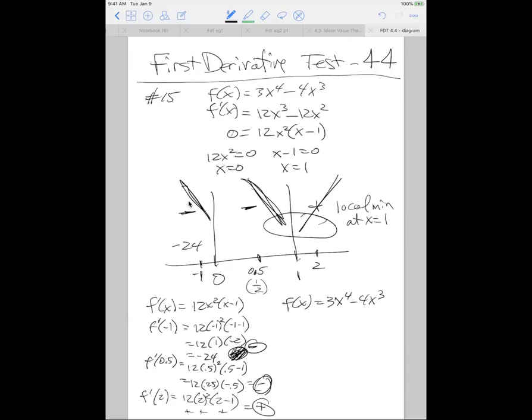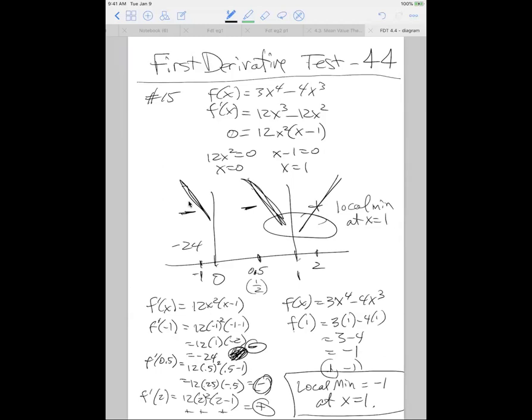And so we could plug it in and find out what the coordinates are, which would give us 3 times 1 minus 4 times 1. It is 3 minus 4, which is -1. So the coordinates are 1, -1. So we have a local min, excuse me, let me erase that for a second and just say we've got a local min equal to -1 at x equals 1. We determined that using the first derivative test to determine our local extrema.